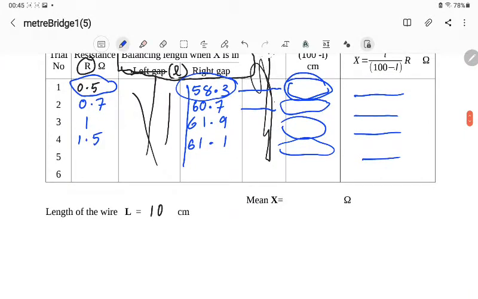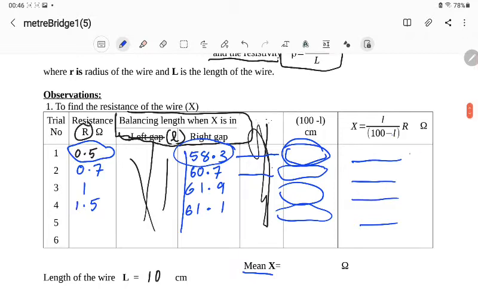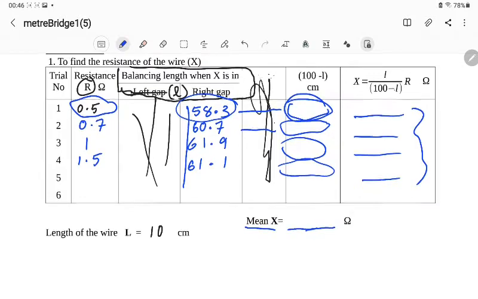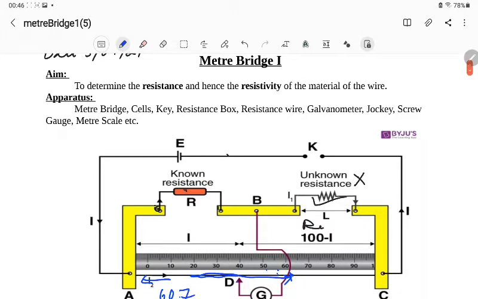After that, find the mean x, the mean of all these four. So there are four observations, so add all the four and then divide by 4 and you will get it right here. Okay, and now you have to measure this length also.